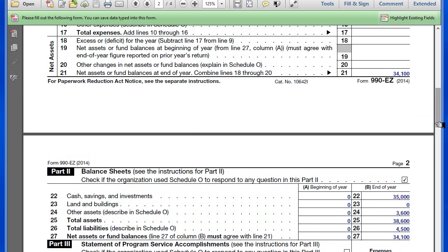The important thing is that the net assets, what you're calling net assets on line 21, always has to equal what's on line 27 here. Because net assets, there's only one net assets. You've got beginning and you've got ending net assets, and they are what they are.